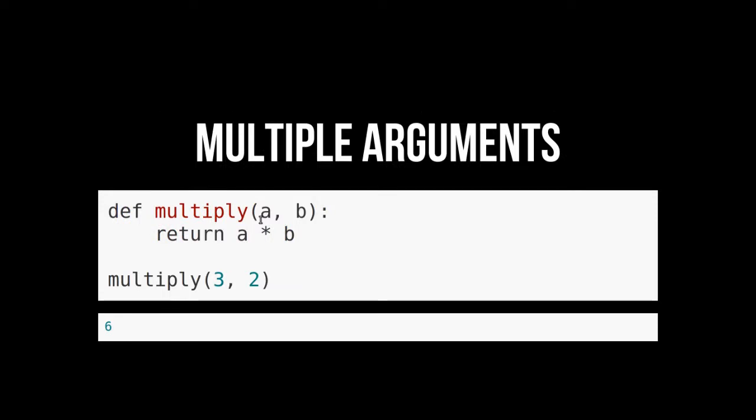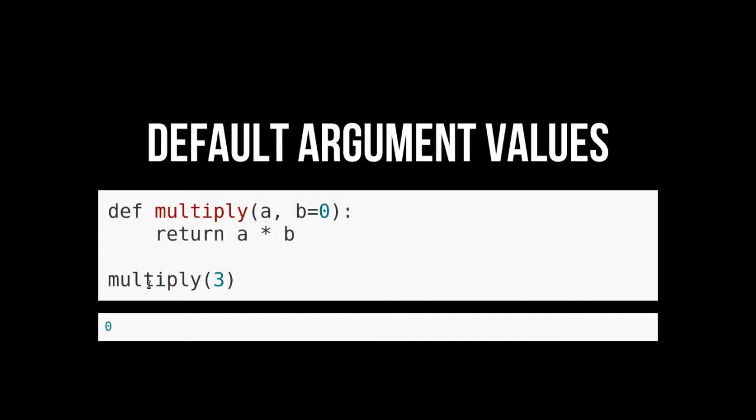You can also have multiple arguments. I'm sure you've seen these. So we have multiply, and we've got a variable a and a variable b, and we're just going to return the value of those two multiplied together. Seems reasonable, right? Hopefully.